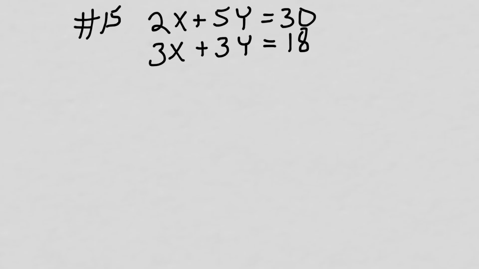So here's what I'm looking at. Let me make this a different color. All right, the 3 and the 2. I need to do something to make them where they eliminate, because I want to eliminate the x's. So what I'm going to do is I'm going to multiply the top line times -3.